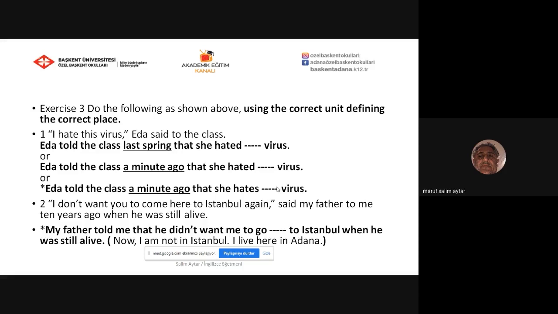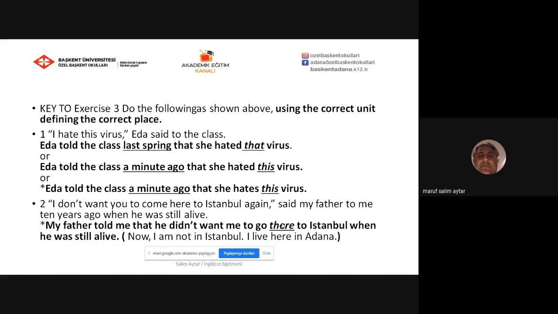"I don't want you to come here to Istanbul again," said my father to me 10 years ago when he was still alive. Of course, my father was then in Istanbul. My father told me that he didn't want me to go there to Istanbul when he was still alive. Now I'm not in Istanbul, I live here in Adana, therefore I have to use that, there. We can have a look at the example, okay? Yes, and you see there as well.